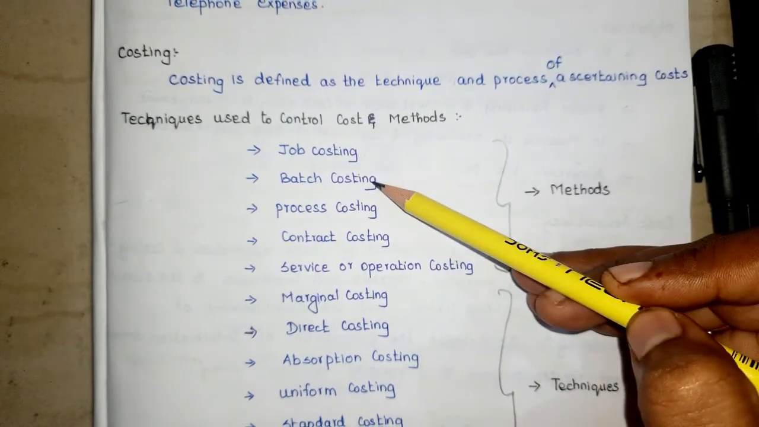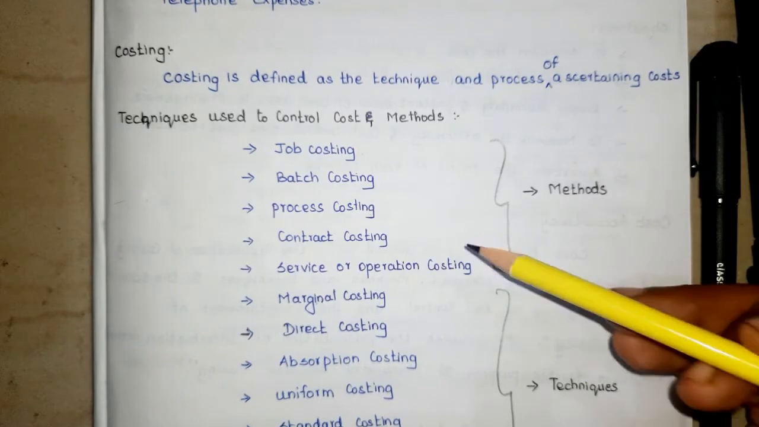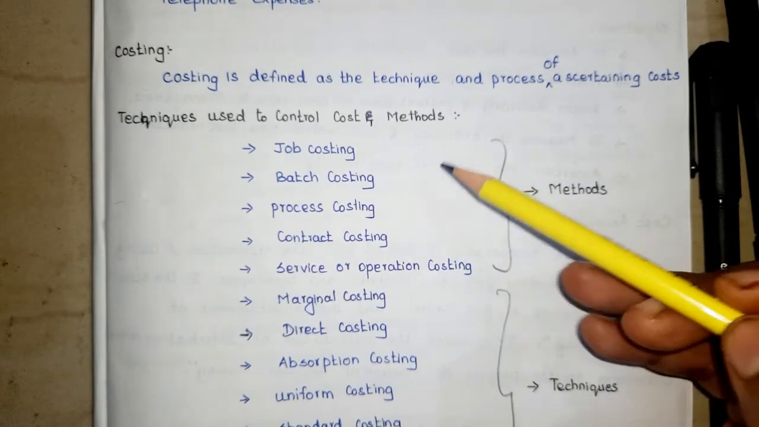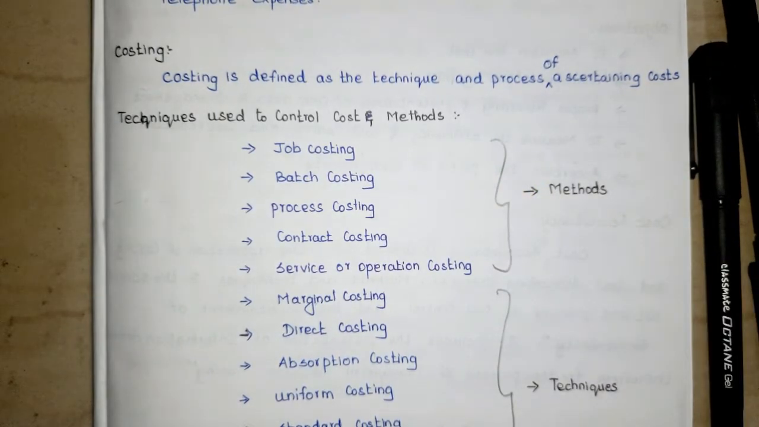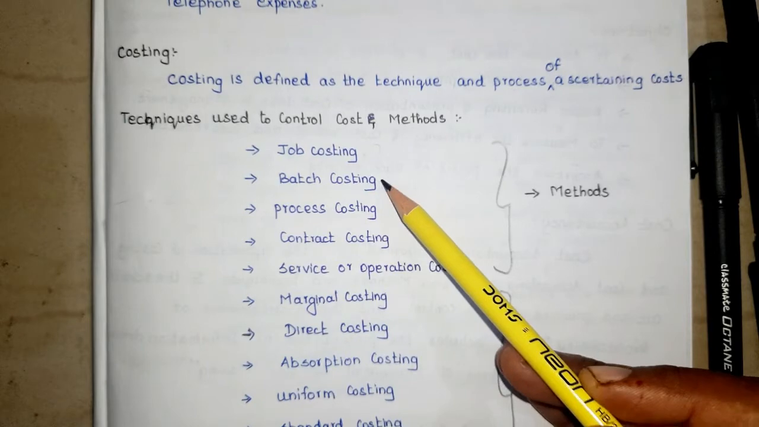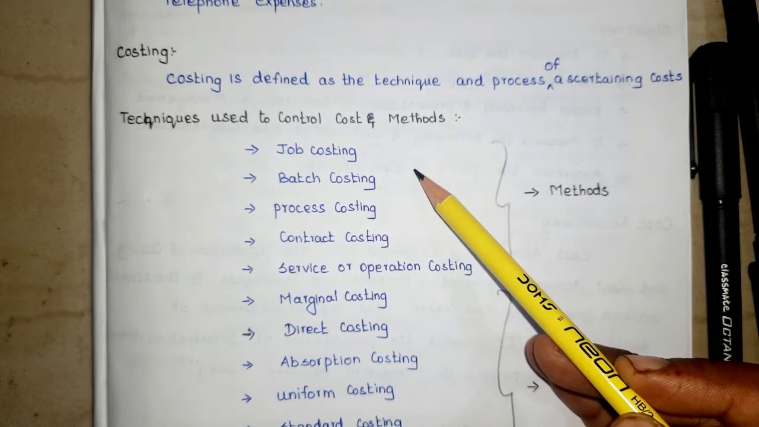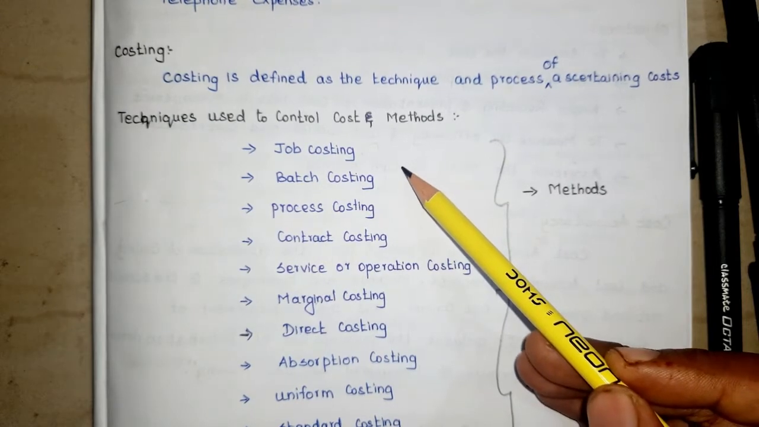Job, batch costing, process costing, contract costing, service or operation costing. These are the methods of costing. In job and batch costing, a number of different products are produced. A few examples are clothing factories and aircraft manufacturing.